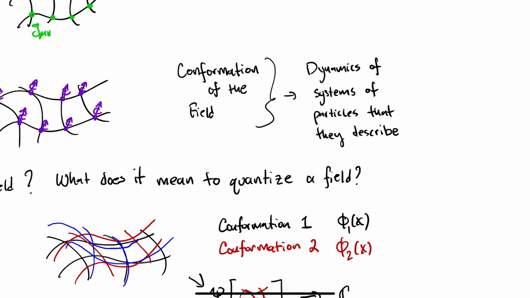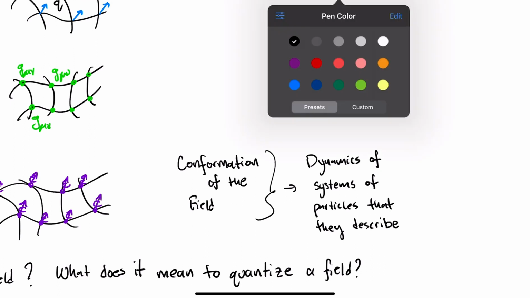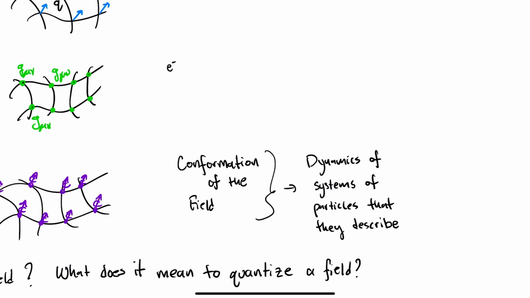So we have different conformations. Say, for example, we could link this notion in with Feynman diagrams. All right, so we have some Feynman diagrams. Suppose we have two electrons. They come in, something happens, some interaction happens, and they come out. This is the end state.